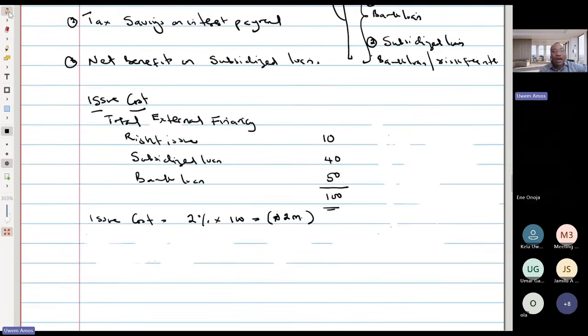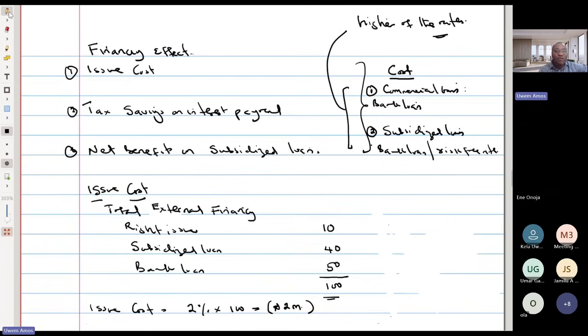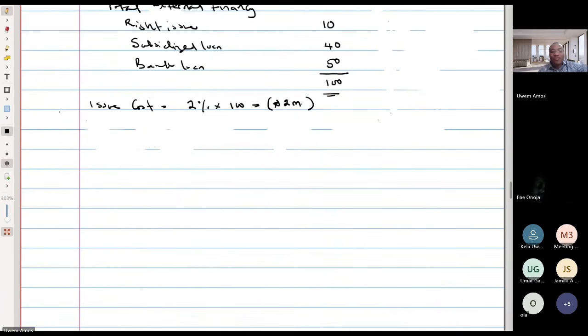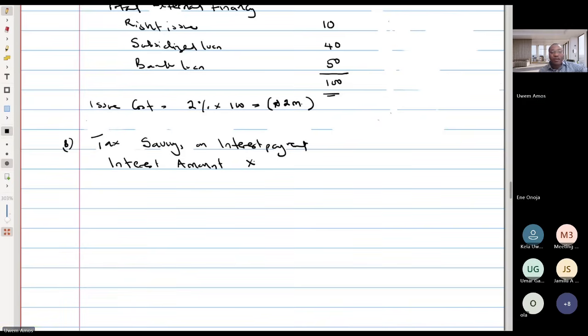All right, guys, so that's our issue cost. Now let's move on to the tax savings on interest payment, which is the second part of our subsidized loan part. Tax savings on interest payment. So this would be our interest amount multiplied by the tax rate.